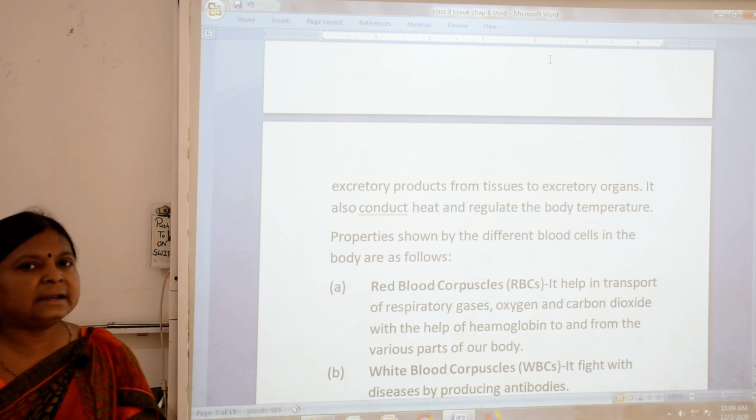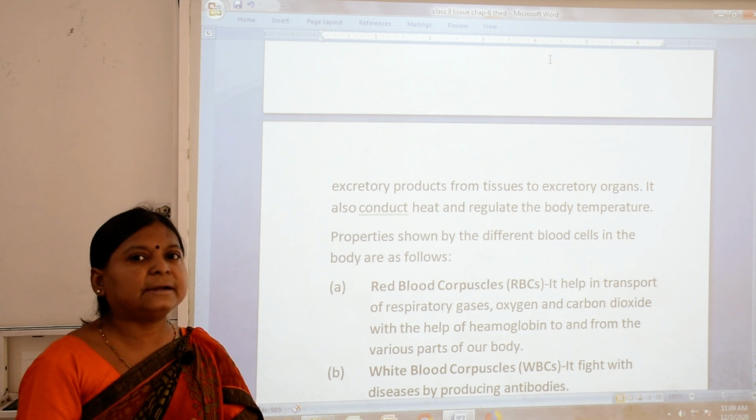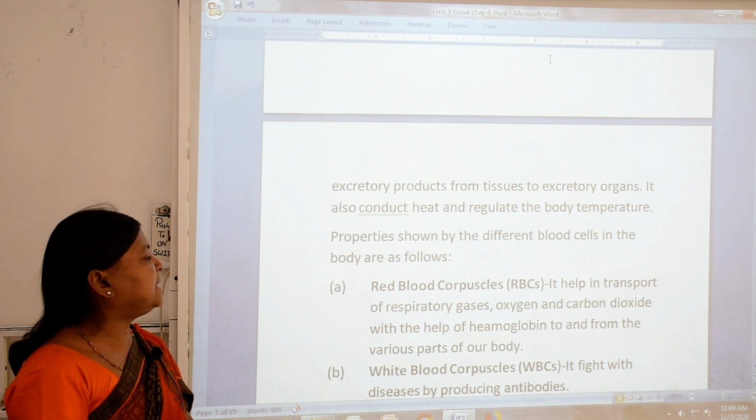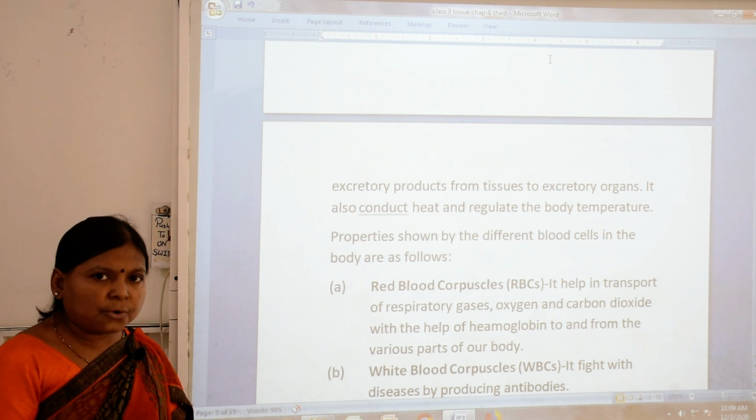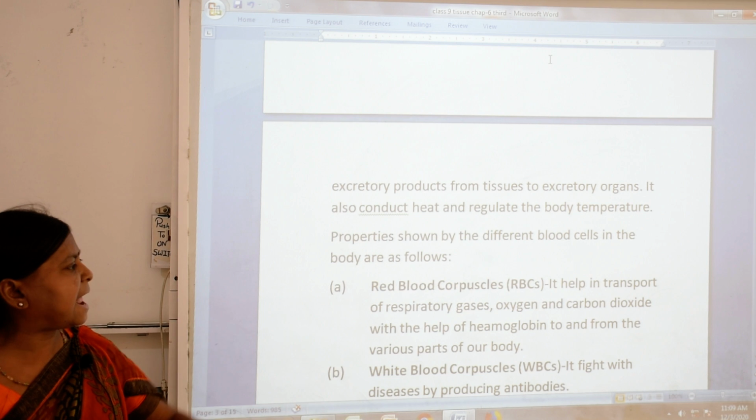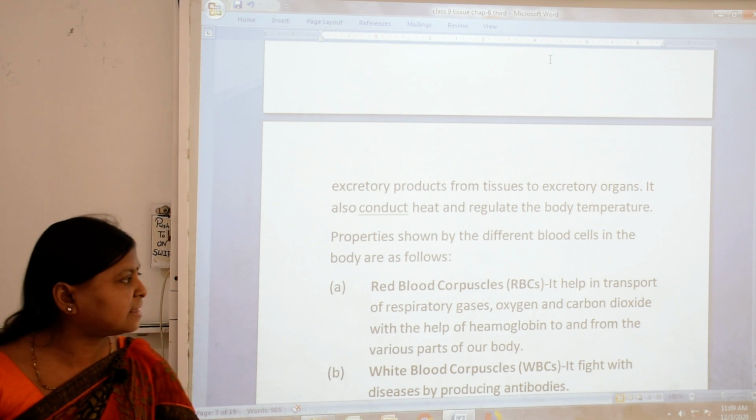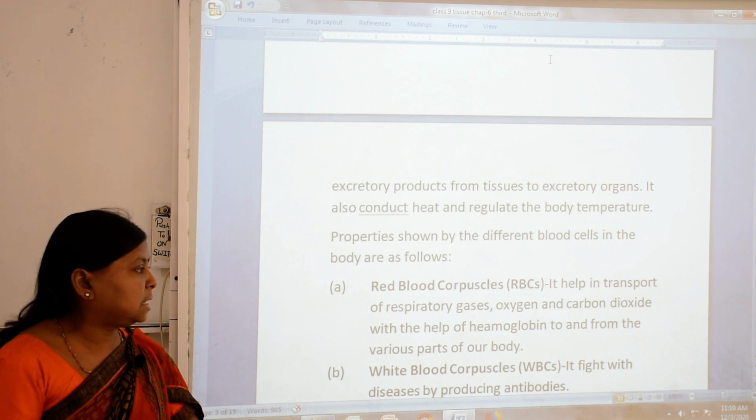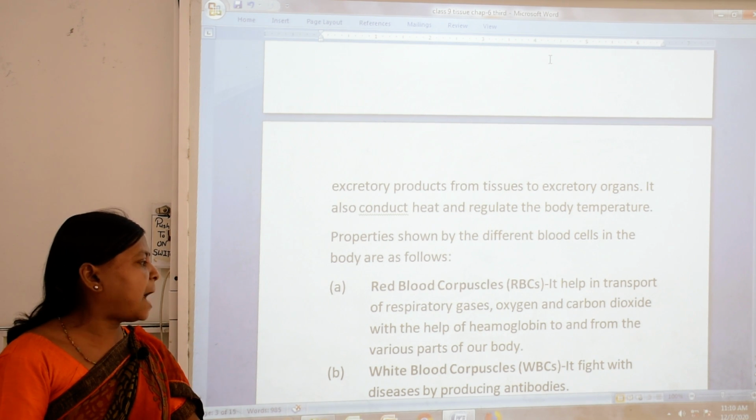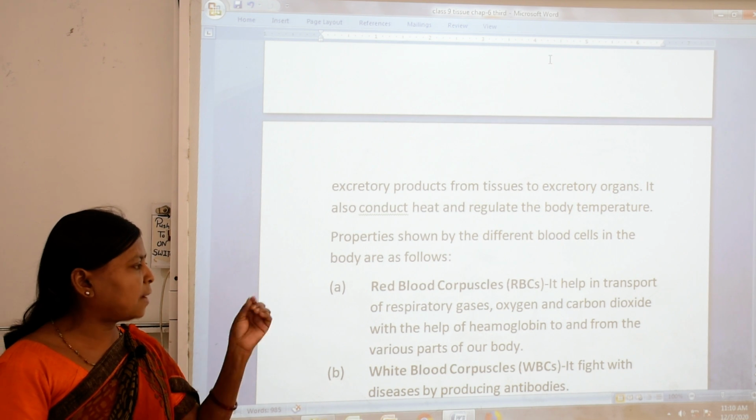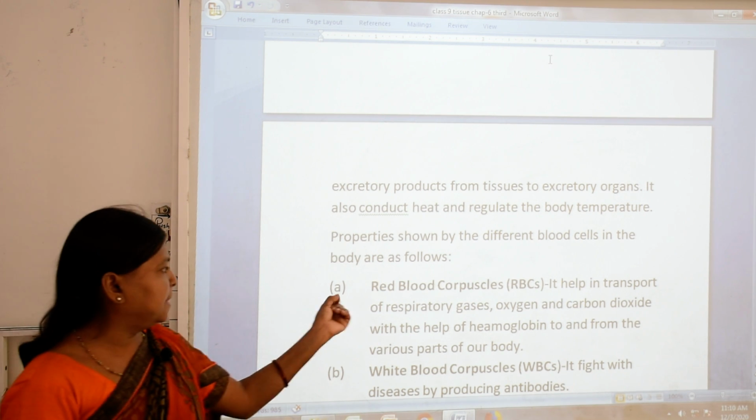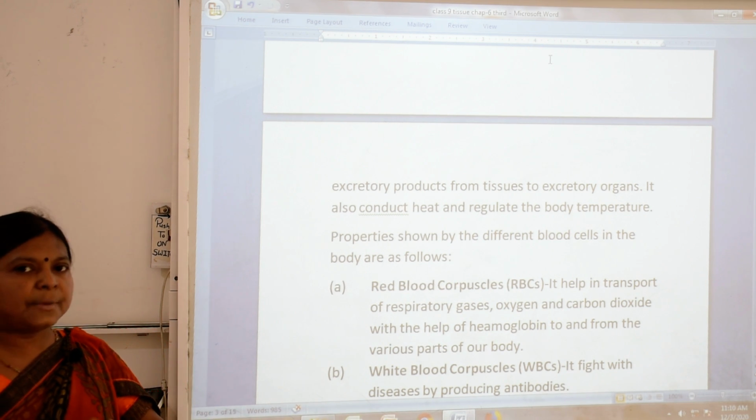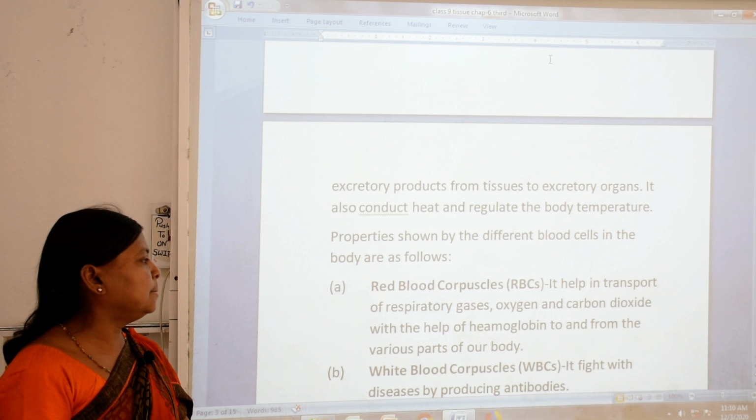When we study the properties in detail, the different properties shown by the different blood components are as follows. First we will take RBC, red blood corpuscles. Do you know, these red blood corpuscles help in transport of respiratory gases, oxygen and carbon dioxide, with the help of hemoglobin, to various parts of the body. When oxygen is added to hemoglobin, it is called oxyhemoglobin, and when it carries carbon dioxide, it is called carboxyhemoglobin.